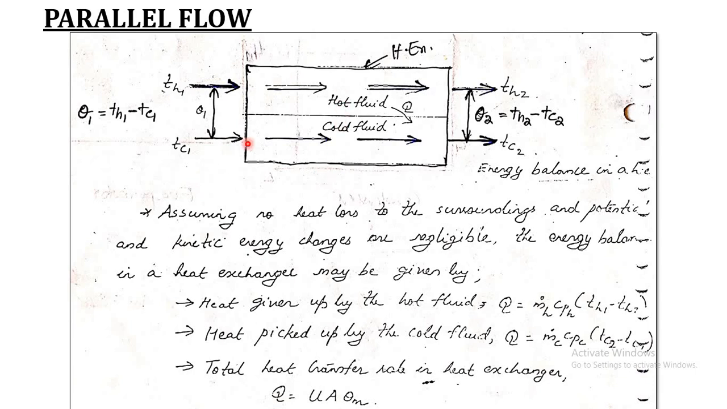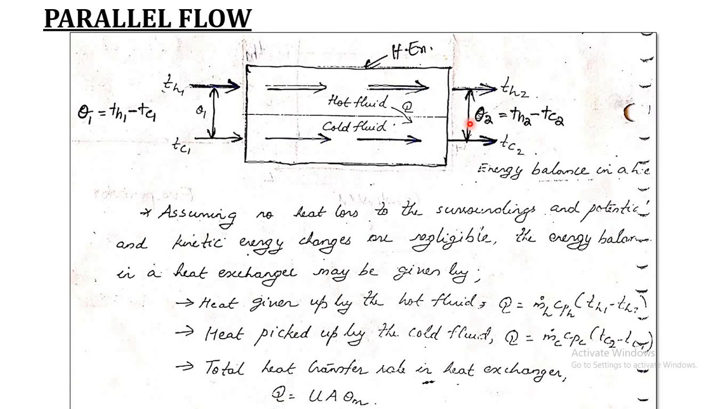So this is a parallel flow heat exchanger. Hot fluid enters at this side and moves out from the heat exchanger at this side. In the same way, the cold fluid also enters the heat exchanger at this side and exits at this side. The inlet temperature of the hot fluid is Th1. The inlet temperature of the cold fluid is Tc1. The difference between Th1 and Tc1 is theta 1. The exit temperatures are Th2 and Tc2, and their difference is denoted with theta 2.